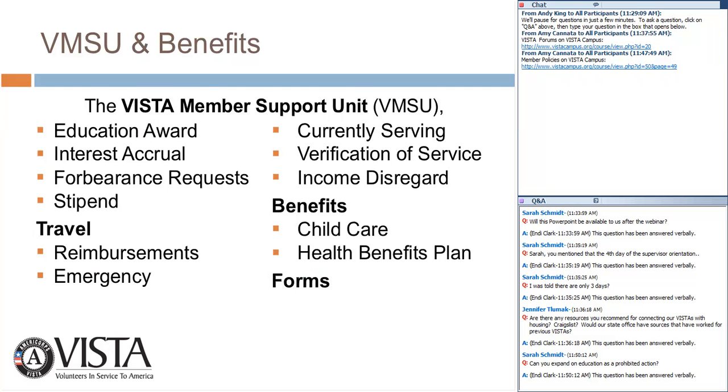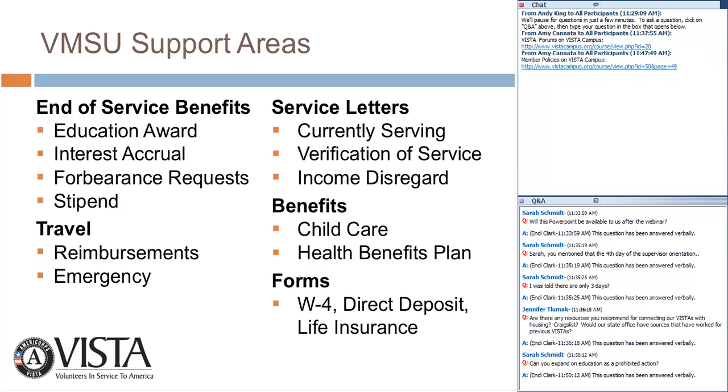So in brief, you'll see here that the VISTA member support unit works on and provides plenty of expertise around end-of-service benefits, service letters, travel reimbursements or emergencies. And when we talk travel reimbursements, we mean for relocation or attending pre-service orientation. They help with navigating the VISTA members' child care and health care benefits, and they are also the collectors of the W-4, direct deposit, and life insurance information, which is why they should be the first contact as it relates to any pay-related issues.